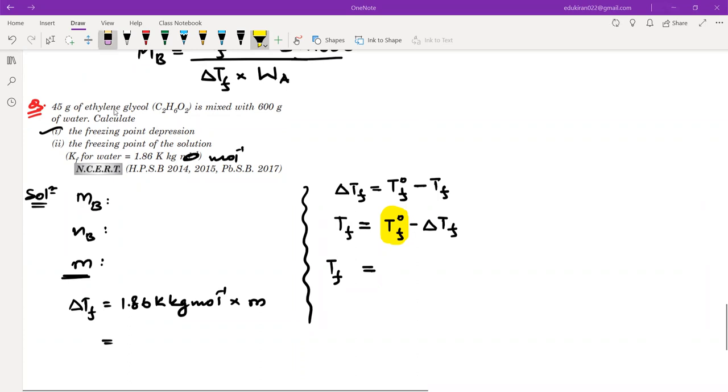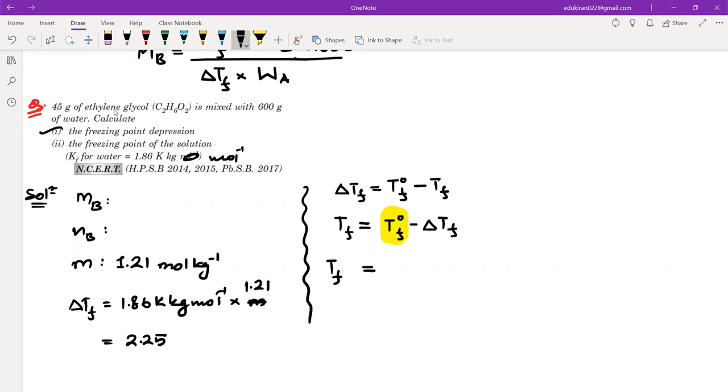Okay, fine. So those who have not answered till now, molality is 1.21 mole per kg. And the delta TF comes out to be, if I replace this value as 1.21, it comes out to be 2.25 Kelvin. Chaliye. Now raise your hand if you have no idea what is T naught F.